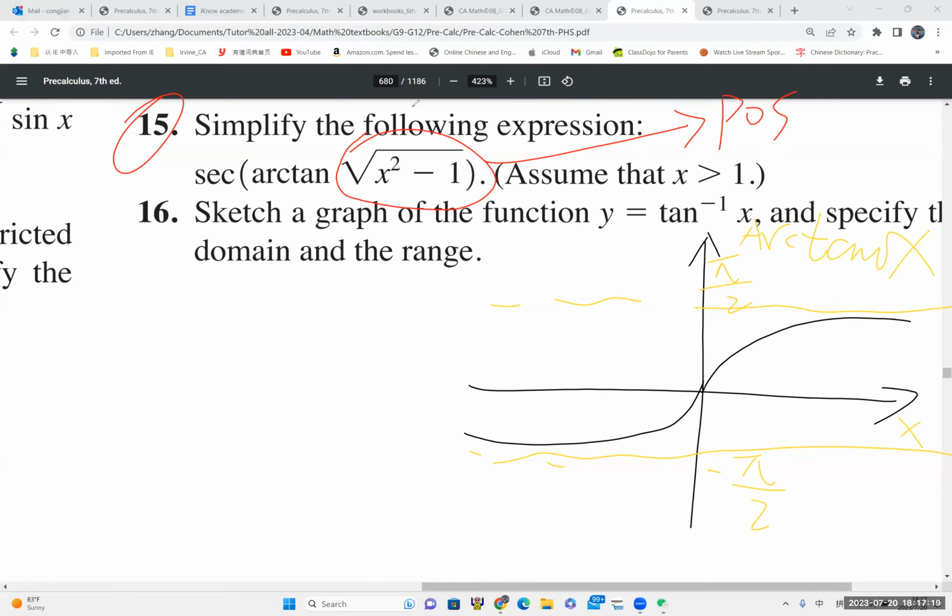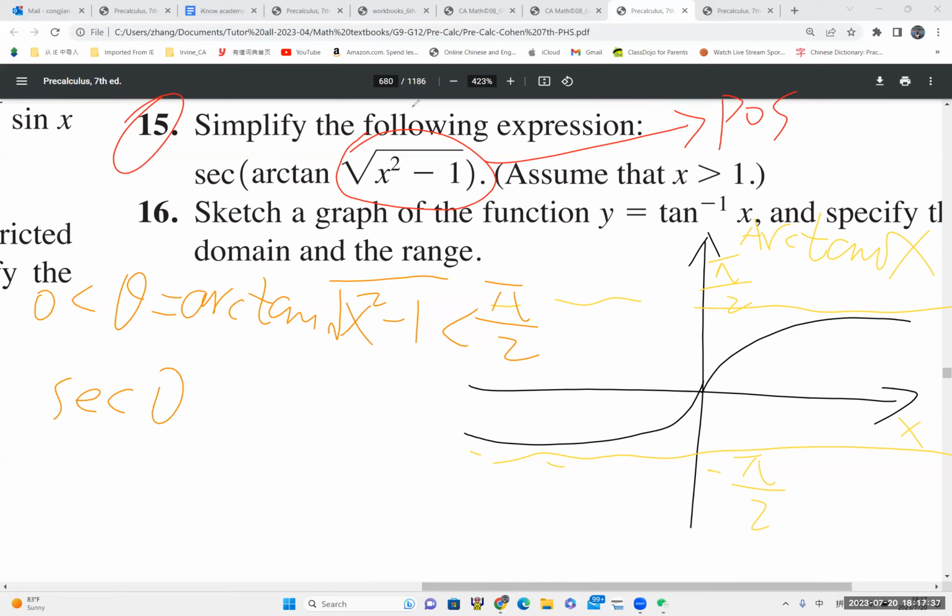Anyway, let's call this angle theta equal to arctangent of the square root of x squared minus 1. Then it should be greater than 0 but less than half pi. Then secant theta is what we want. It's equal to 1 over cosine theta. Now let's go find it.